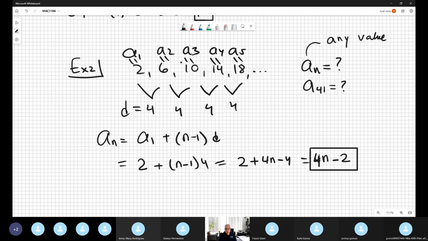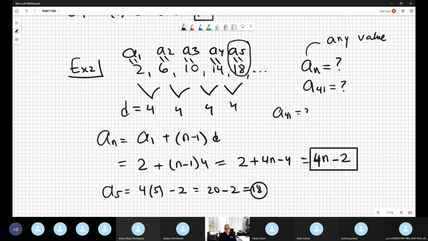Suppose, by curiosity and confirmation, double checking, I want to find a sub 5, which I know is 18. Look at that. So 4 times 5, you replace n for 5, minus 2, 20. 20 minus 2 obviously is 18. So if you want to find a sub 41, the only thing you should do is plug in 4 times 41 minus 2. And the answer is 162. Boom. End of story. Super easy.